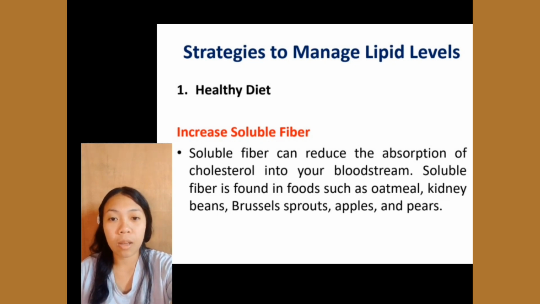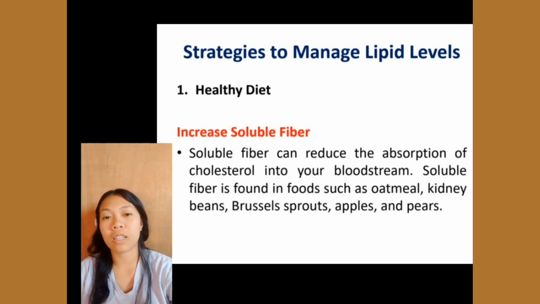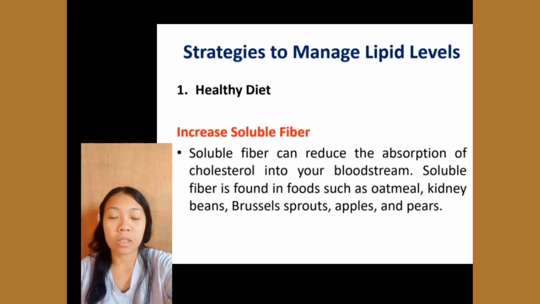So dapat ang soluble fiber is makapakunhod siya sa imong cholesterol nga naa sa imong bloodstream. So ang soluble fiber is kasagaran nimo siya makita sa mga oatmeals, mga kidney beans, mga pears, then mga apples and Brussels sprouts.